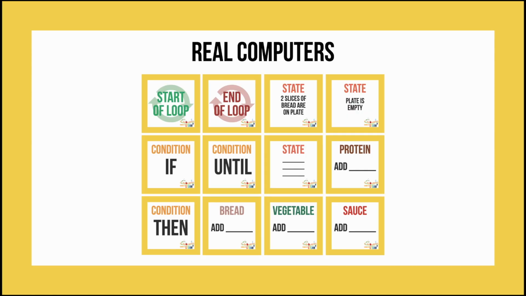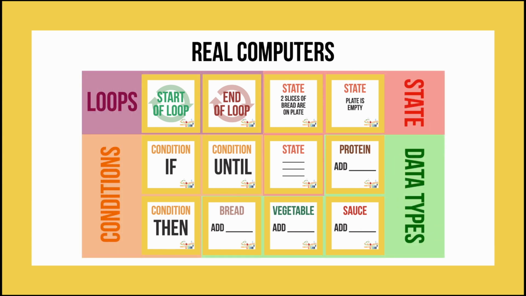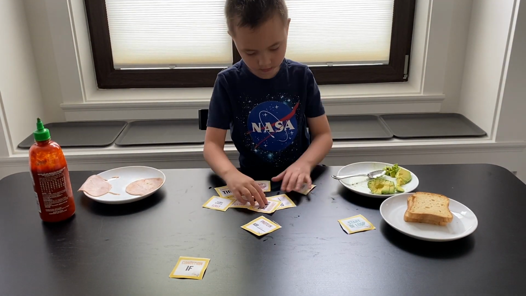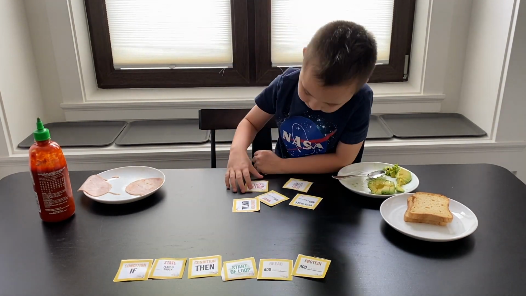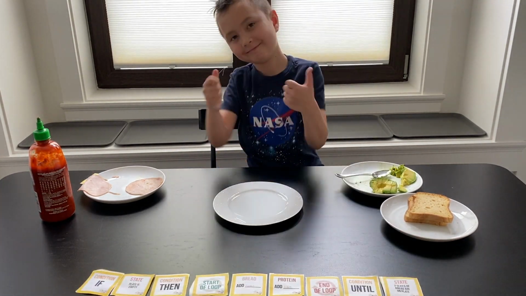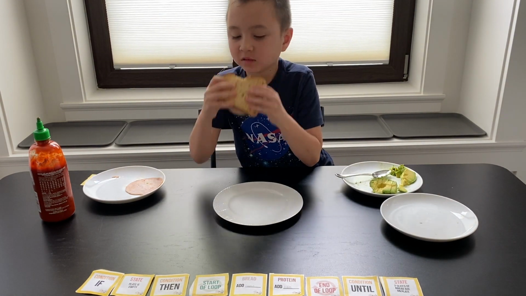Real computers use similar principles to the ones we discussed. They use loops, conditions, states, and data types, or items in our case, to perform their functions. Finally, it's time for your custom sandwich. Neo made his so that he can avoid the spicy sriracha and his vegetables. What would you make?